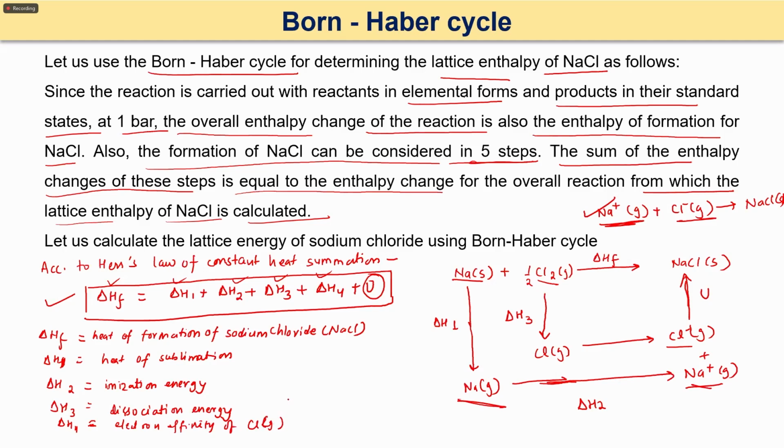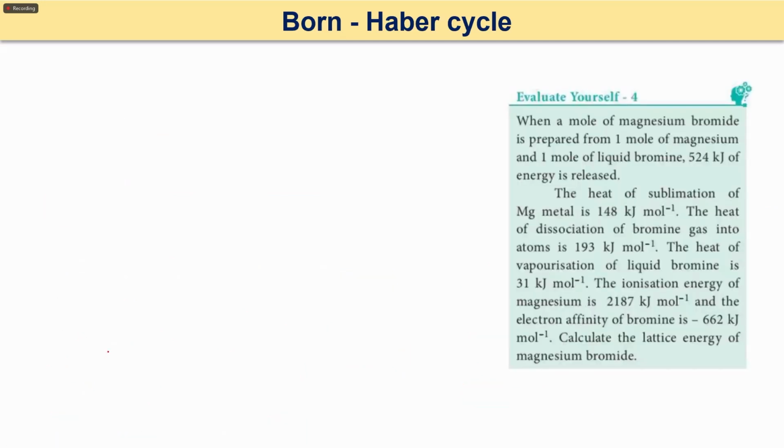So this is what you have: delta Hf, delta H1, delta H2, delta H3, and delta H4. Here U is your lattice energy of NaCl. We have to calculate the lattice energy of NaCl, and these values will be given to us. Let me write these values here.